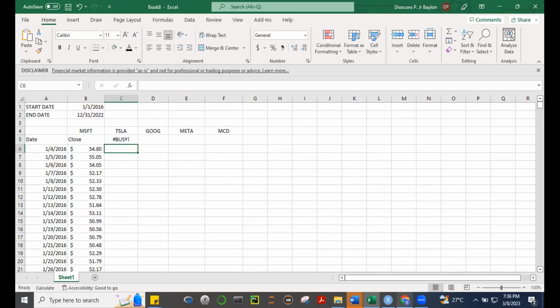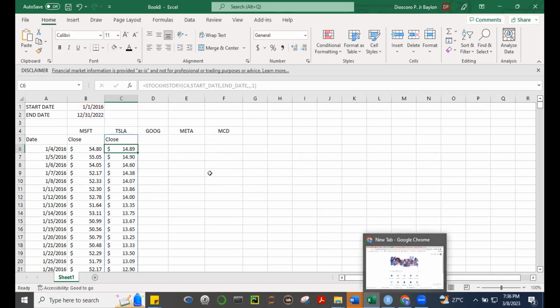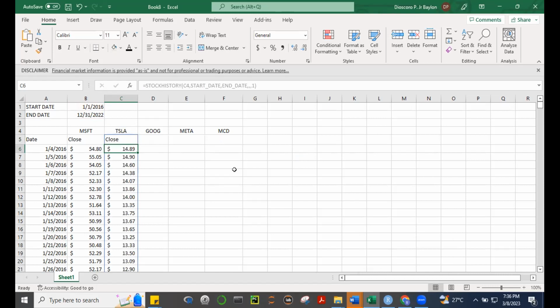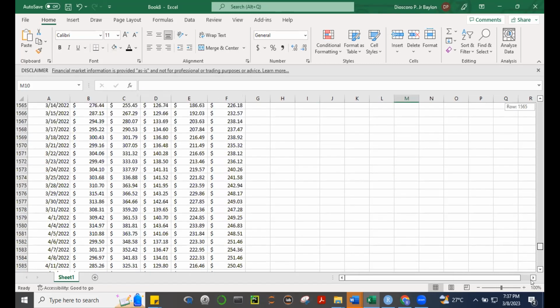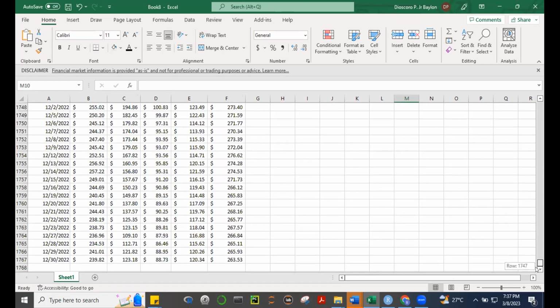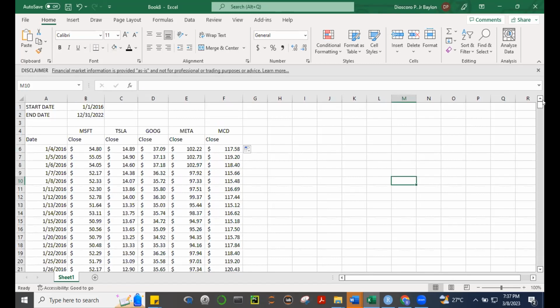Okay, and I press enter, and then I can just copy the formula to the right. So there you go. Parang R lang, parang quant mode lang na download natin yung mga stock prices. And that's up to 12/30/2022.